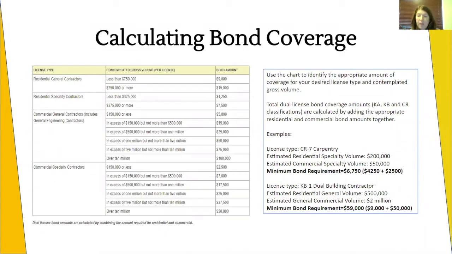And annual volume is your best guess, your estimate, as to how much money you're going to be contracting throughout the year. So if you believe that you're going to have $150,000 or less gross volume of money coming in through contracting, and you're a commercial general contractor, you can follow along that it'd be $5,000 that you would need as a minimum bond. So it's your estimated guess as to how much volume you'll be contracting for within the state of Arizona.